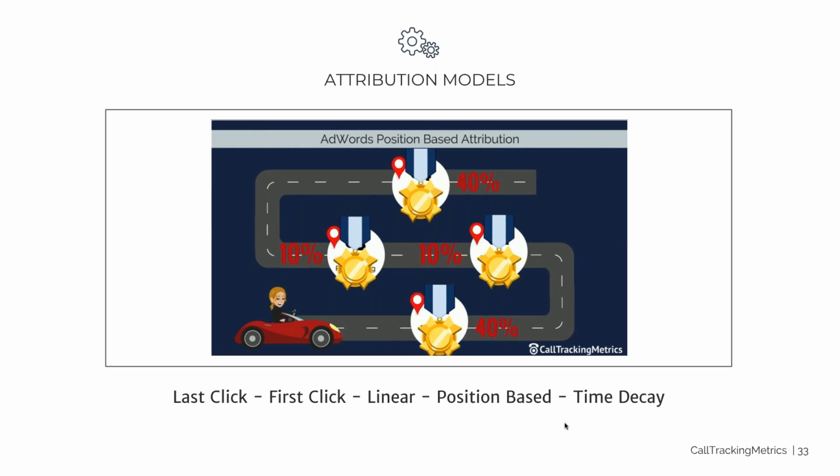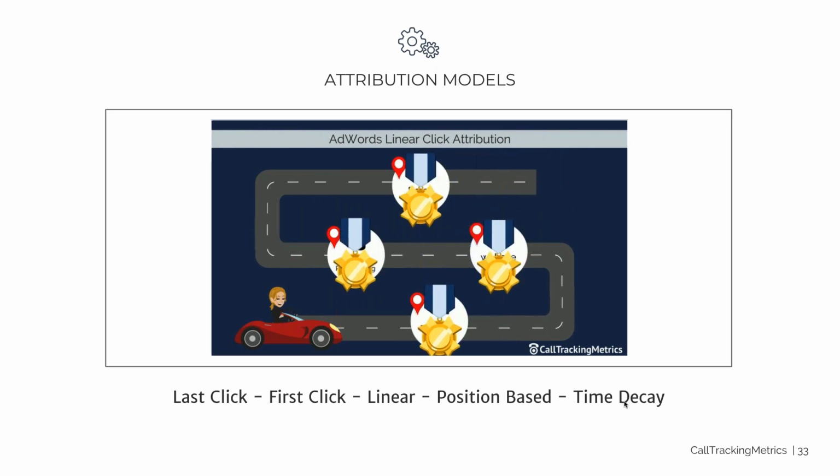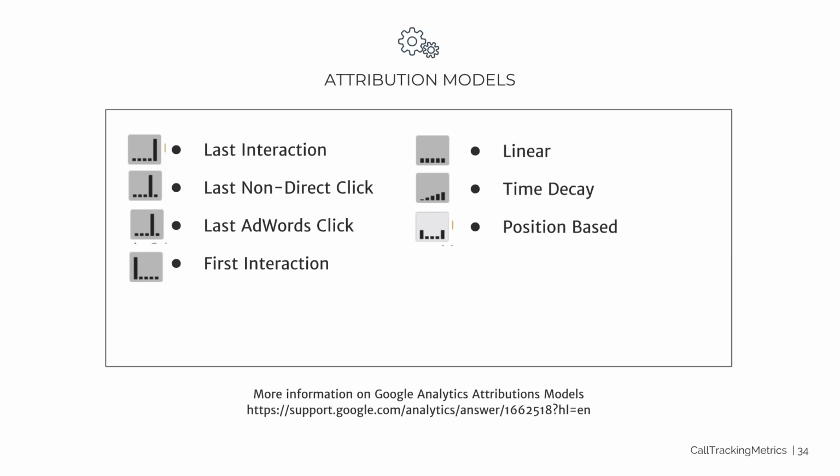And then there's also time decay, which will give the touch points closer to the time of the conversion more value than the original ones. So 5 different attribution models for AdWords. And just to keep things fun, inside of Analytics there are 7 different attribution models.